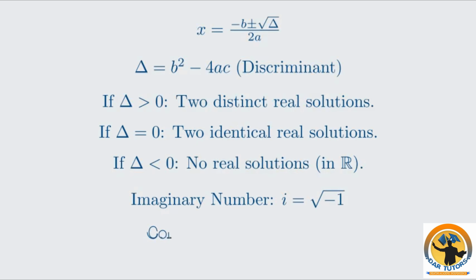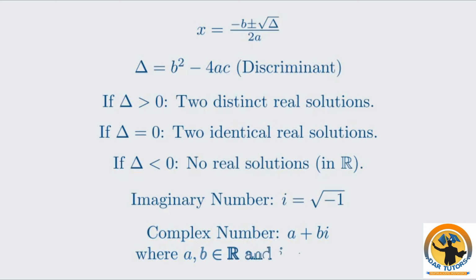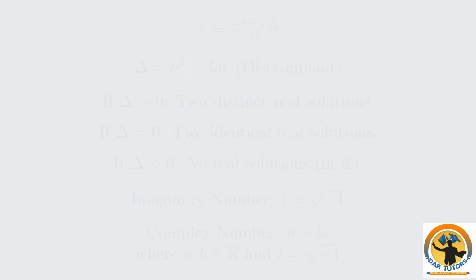A complex number is any number that can be written in the form a plus bi, where a and b are real numbers. a is called the real part, and b is called the imaginary part. This means every real number is a complex number, where the imaginary part, b, is 0. Let's see this in action with an example.